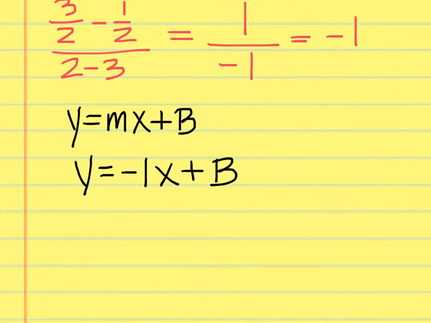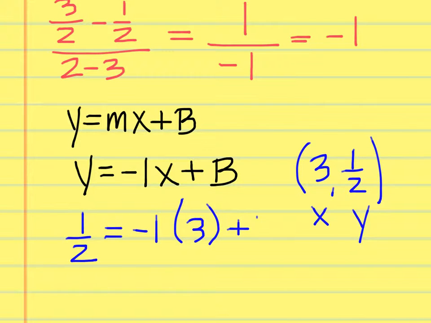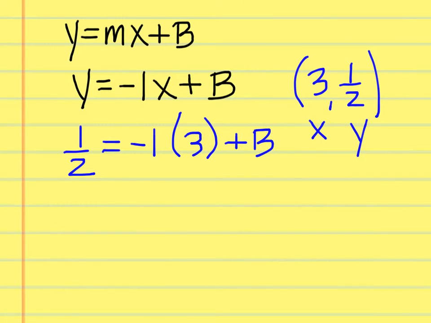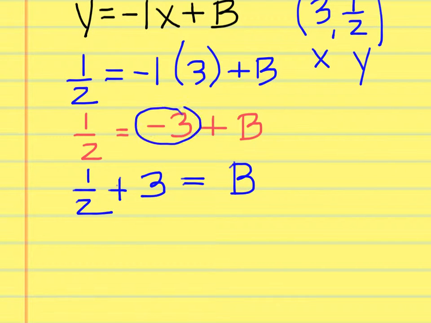So let's go down here and use this point, 3, 1/2. That's xy. So if I put a 1/2 in for y and a 3 in for x, I now have to go back and solve for the y-intercept. -1 times 3 is -3. Move that -3 over to the left-hand side and make it plus. So 1/2 plus 3 equals b. We move this to the left side.